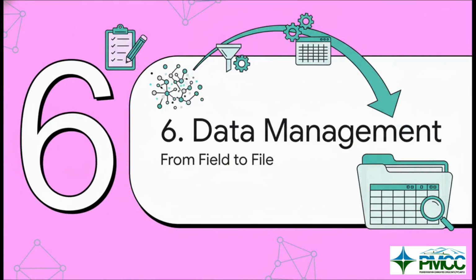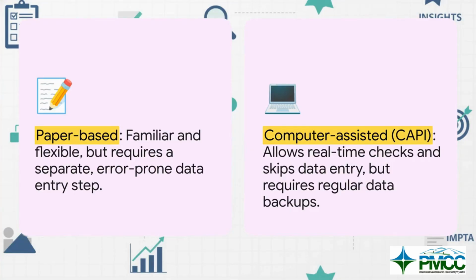All right, we've collected the data, awesome, but we are not done yet, not by a long shot. The final phase is to get that raw information from the field into a clean, well-structured file that's actually ready for analysis. You know, these days, CAPI, that's computer-assisted personal interviewing, is really becoming the gold standard for a reason. Using tablets lets you build in logic checks and skip patterns right into the survey, which dramatically reduces errors at the source. It completely eliminates the entire data entry step. The only trade-off is you have to have a rock-solid system for backing up that data every single day.